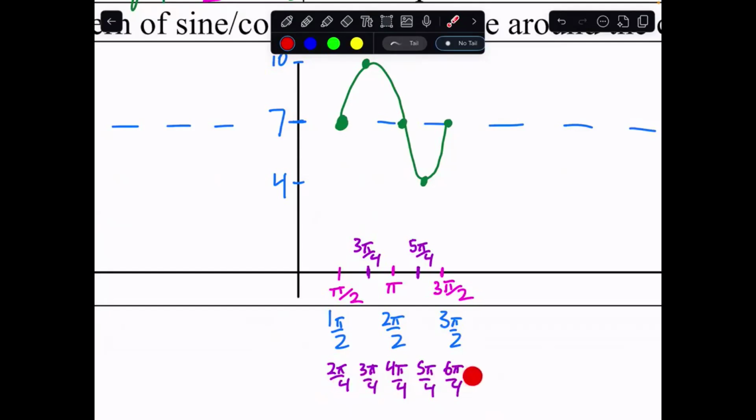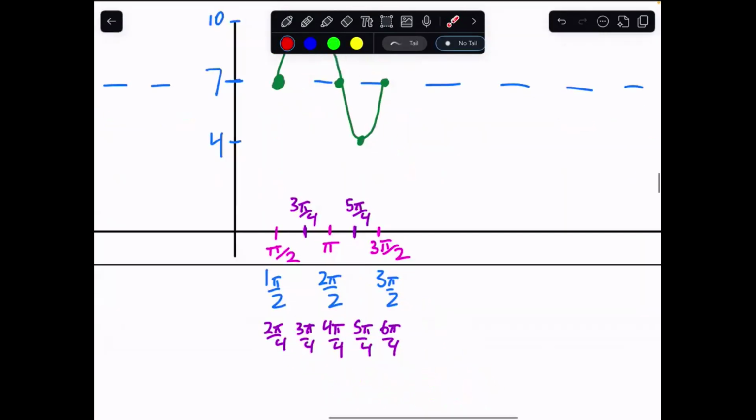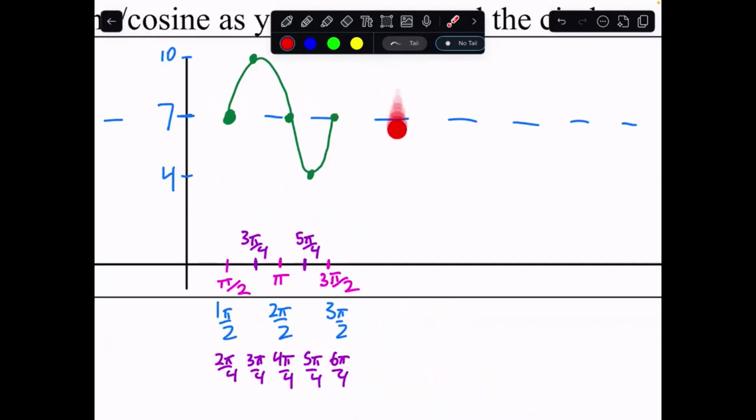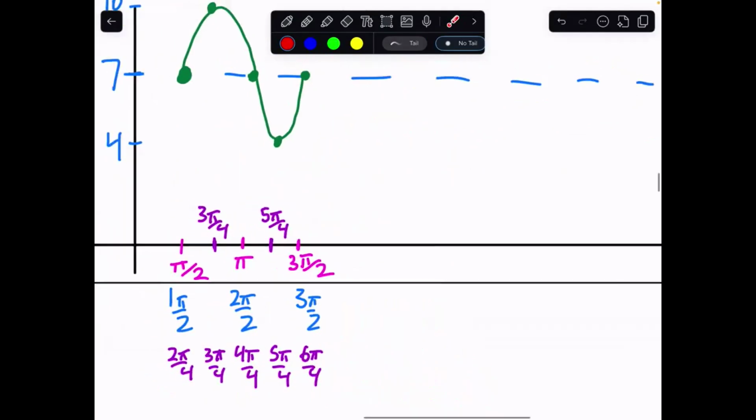So look at these angles down here, the ones that I have in purple: 2 pi/4, 3 pi/4, 4 pi/4, 5 pi/4, 6 pi/4. Some of them are not reduced, right? Up here are the reduced versions, but it's actually easier to continue the pattern with the unreduced forms, with the common denominators. So if you want to continue forward with another period, you just keep counting the same way. After 6 pi/4, the next angle would be 7 pi/4.